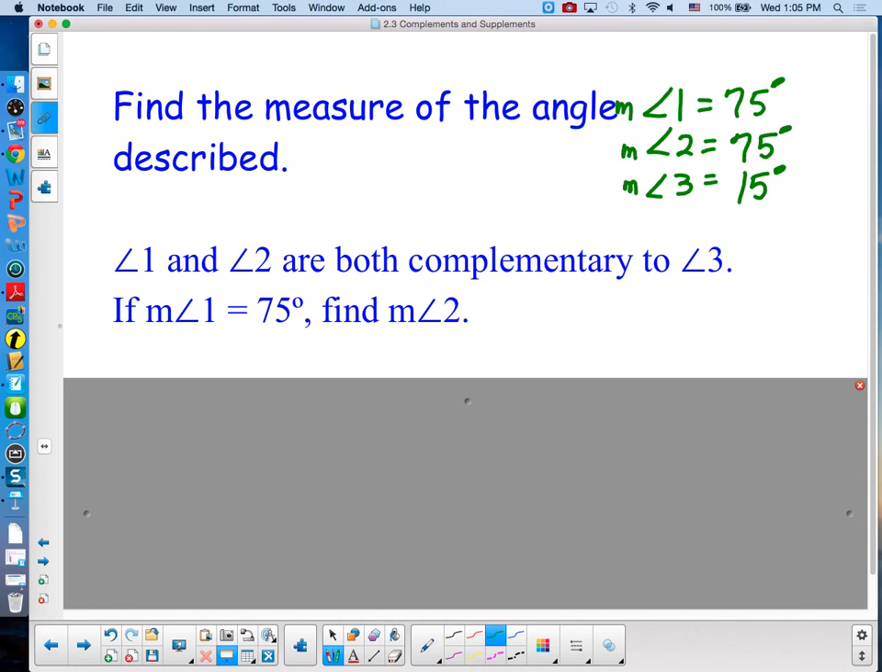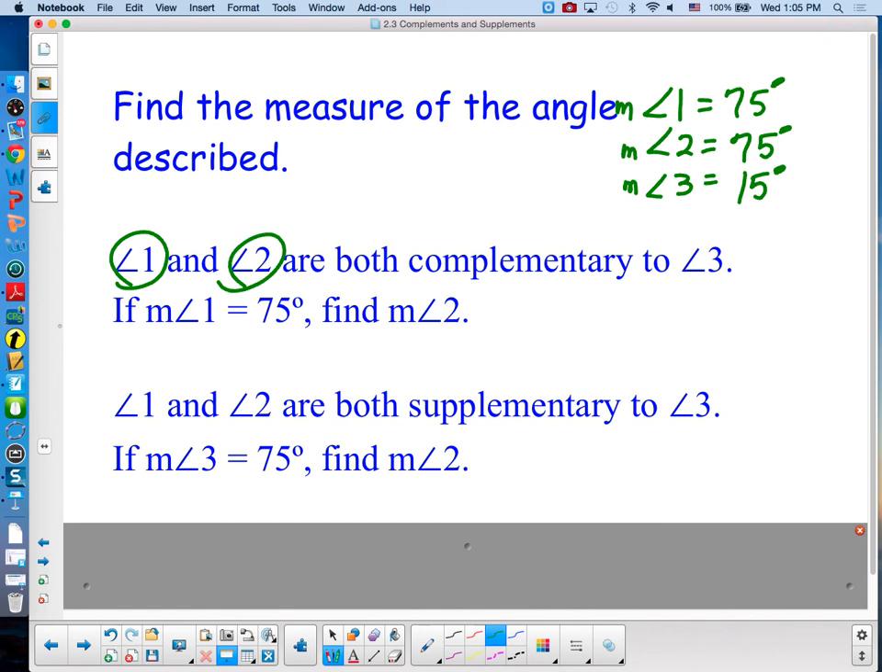Anyone use the theorem instead of doing this? Some did? Okay, because with the theorem, we had two angles that are complementary to the same angle, so those two angles should have ended up congruent. So if you knew that, 75 degrees right away.